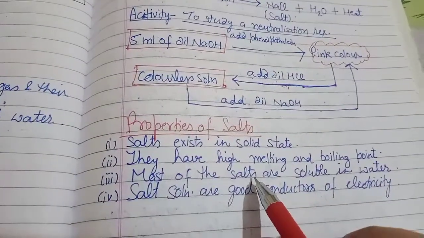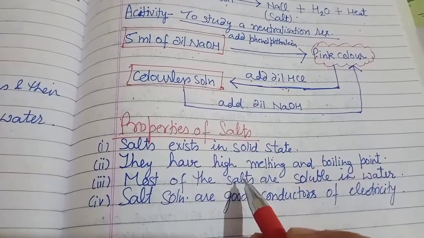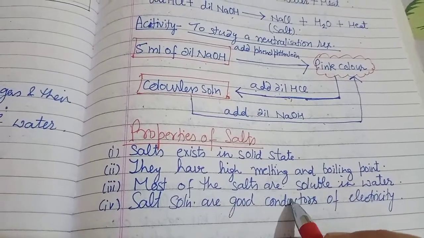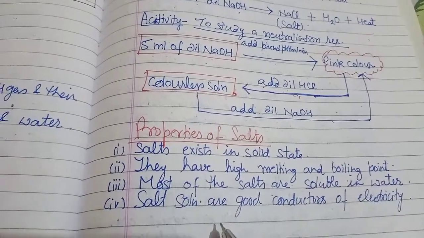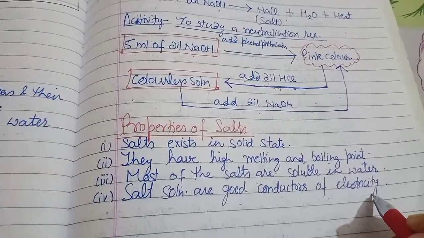Properties of salt. Salt exists in solid state. They have high melting and boiling points. Most of the salts are soluble in water. Salt solutions are good conductors of electricity, right?